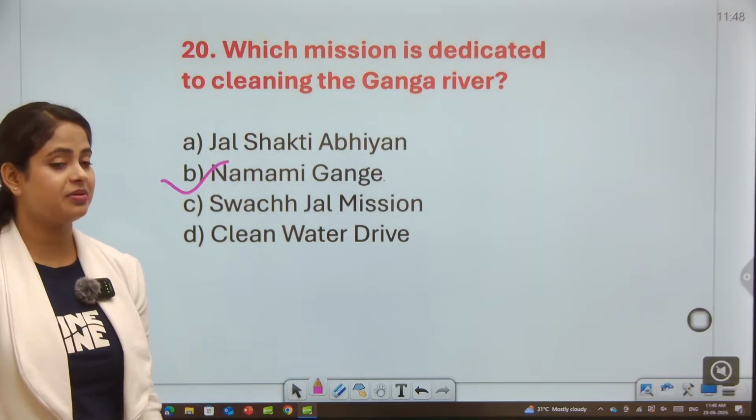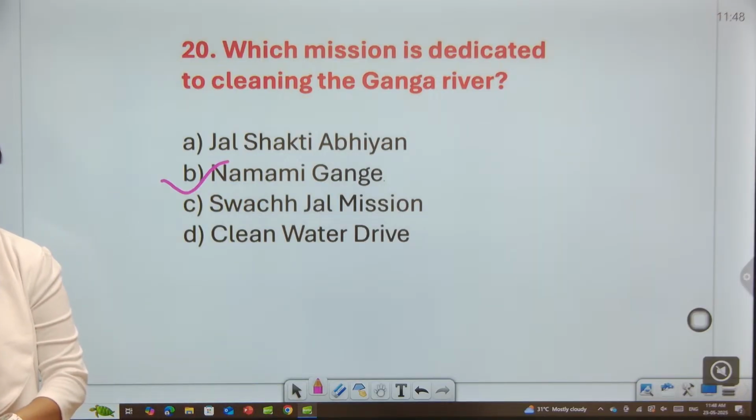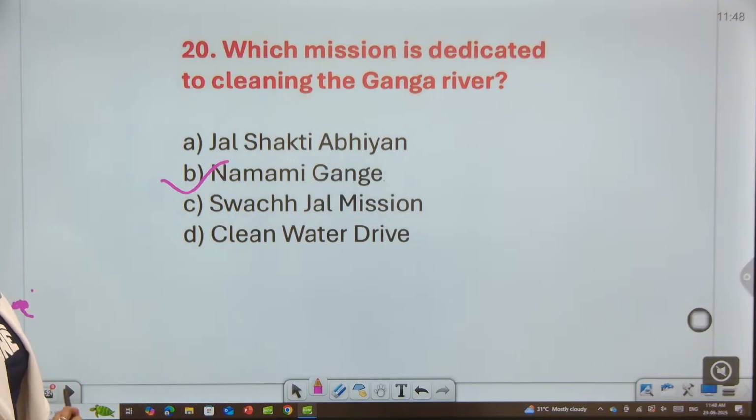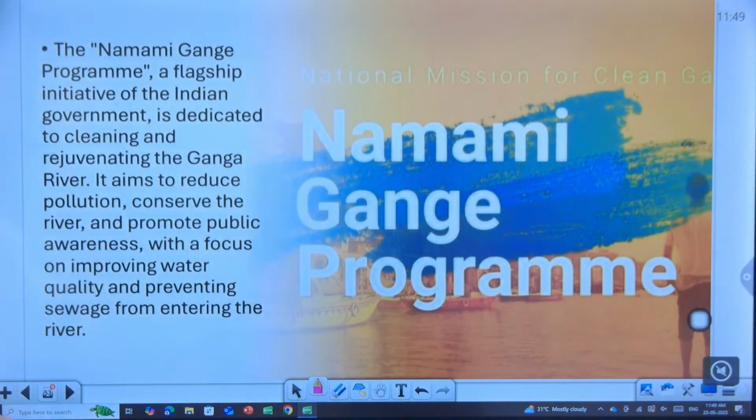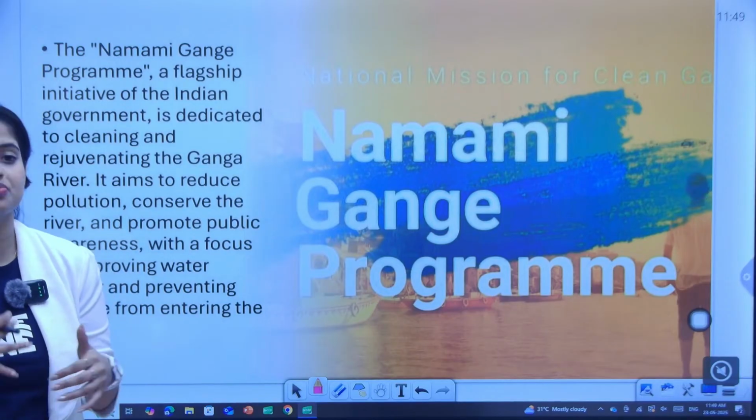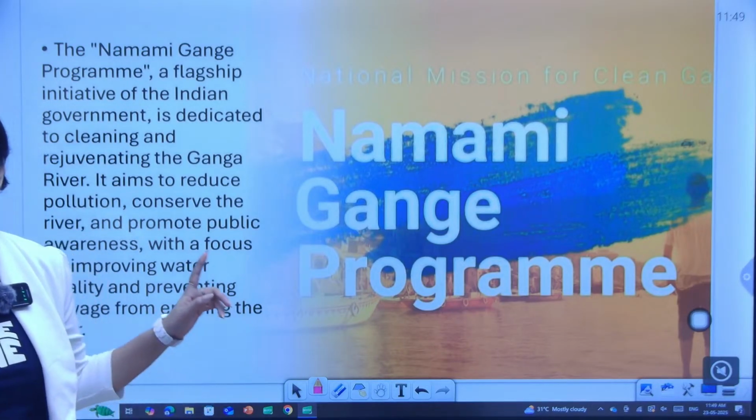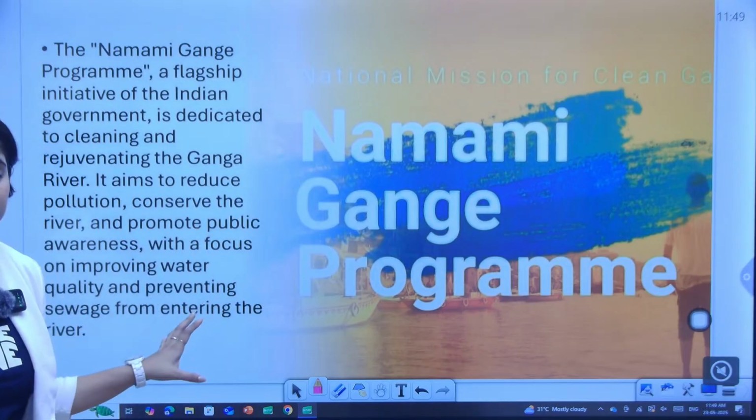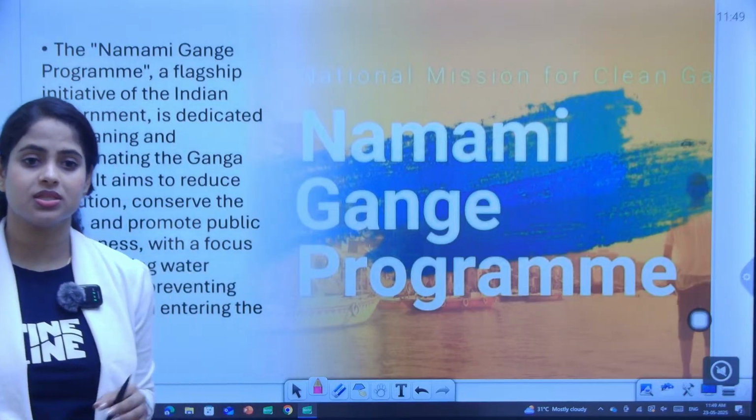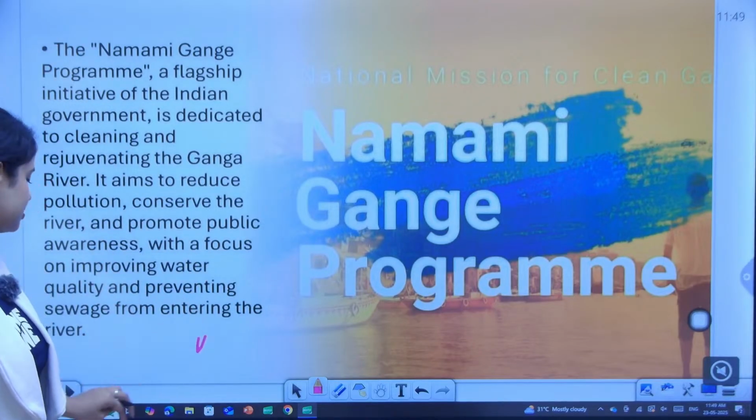Yeah, the right answer will be Namami Gange. The Namami Gange program, a flagship initiative of the Indian government, is dedicated to cleaning and rejuvenating the Ganga river. It aims to reduce pollution, conserve the river, promote public awareness with a focus on improving water quality and preventing sewage from entering the river Ganga.